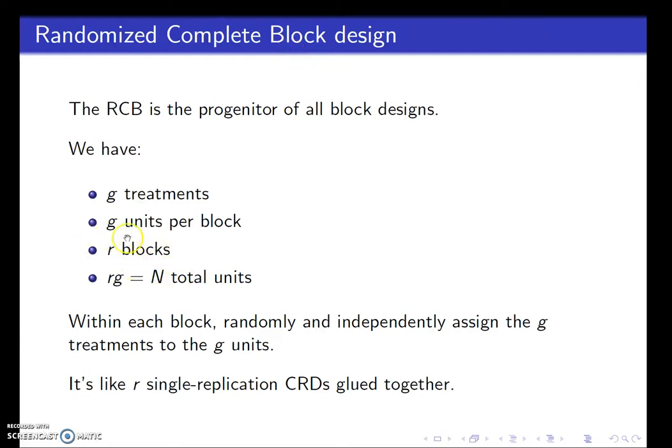And so we'd have R blocks in this case, and so that's a total of N units, where N is R times G. So again, within each block, we randomly and independently assign our G treatments to the G units. So it's just like we do the application of our randomization units separately for each of those R blocks. And it's like R single replication CRDs all glued together. I think of it as appended together, or maybe concatenated together, whatever visual works for you.